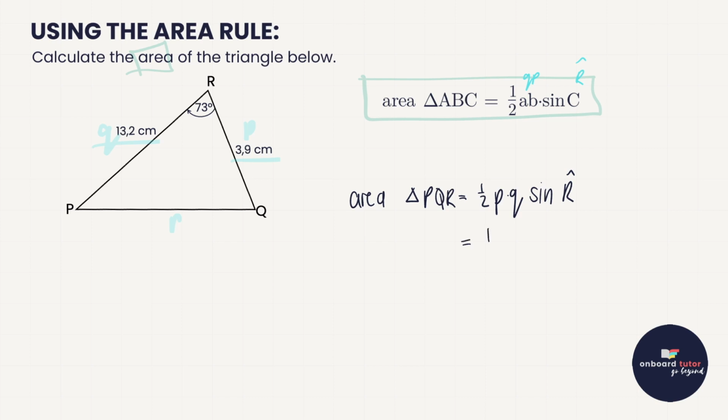Now we're going to substitute in a half, P is 3,9, Q is 13,2, and sine of 73 degrees. Pop that into your calculator and you will get 24,62 centimeters squared, remember, for area, square units. And that's the area rule. So again, the rule of thumb: try the sine rule. If it doesn't work for you, use the cos rule, unless the question specifically states that you need to work with area, then you bring out the area rule.